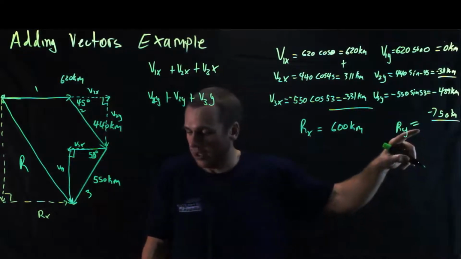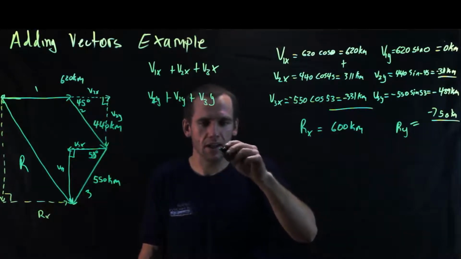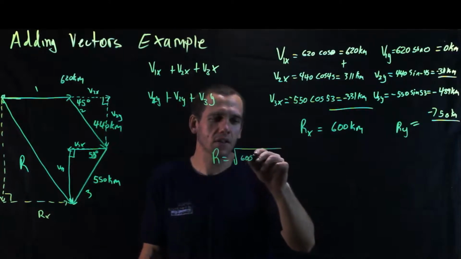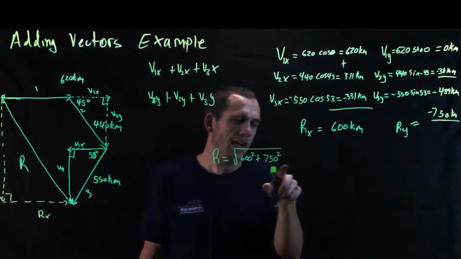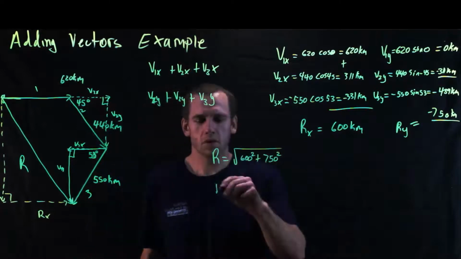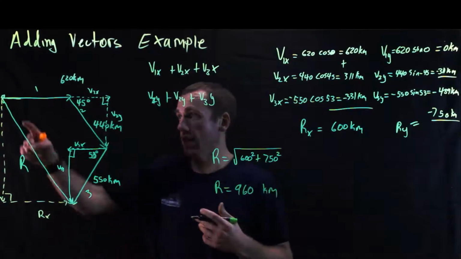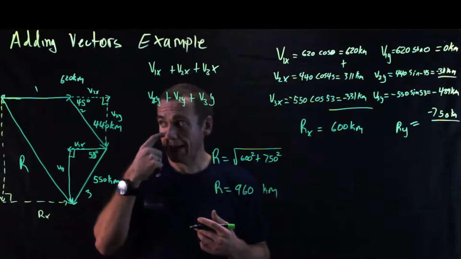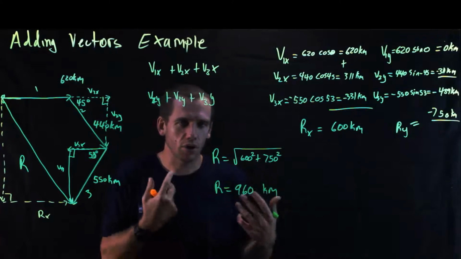Now, if I actually want just the resultant vector, I can go ahead and say, okay, well, r is equal to the square root of 600 squared plus 750 squared. Now you'll notice I didn't include the negative, but when I square a negative it's positive anyway, so it doesn't really matter. So r equals 960 kilometers, but that's just a magnitude. That tells me the length of this hypotenuse. And remember, a vector should have both magnitude and direction. And now we have a decision to make. We have to report our direction somehow.